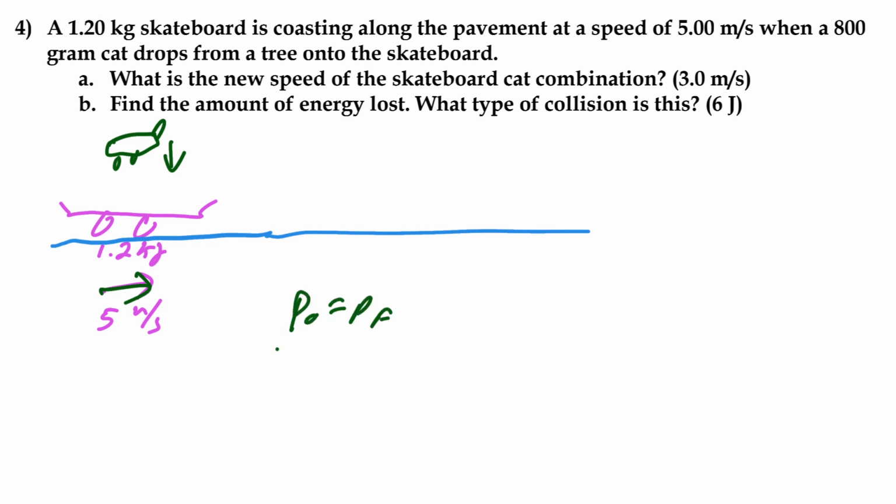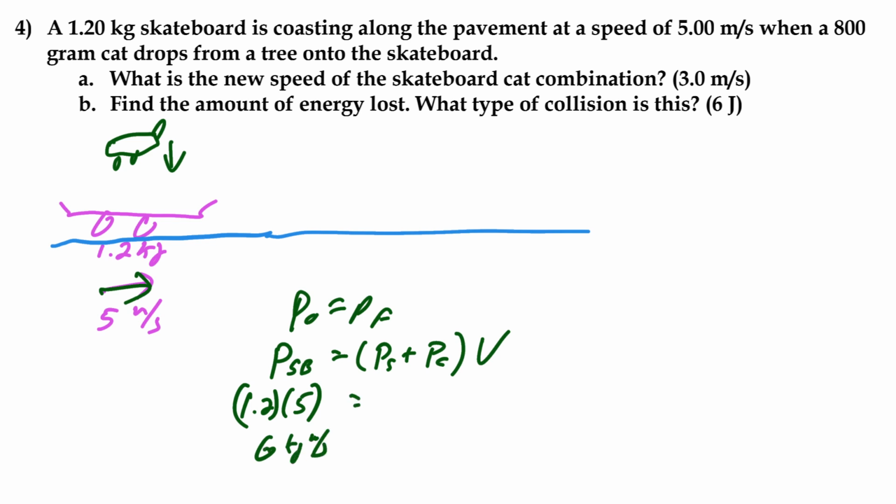This time the momentum is just the momentum of the skateboard. And then the momentum afterwards, well, the cat is going to essentially add some mass, right? So we have the momentum of the skateboard plus the momentum of the cat times the velocity of the two things moving off together. Okay, so the momentum of the skateboard is going to be 1.2 times 5. Okay, that's what, 6?